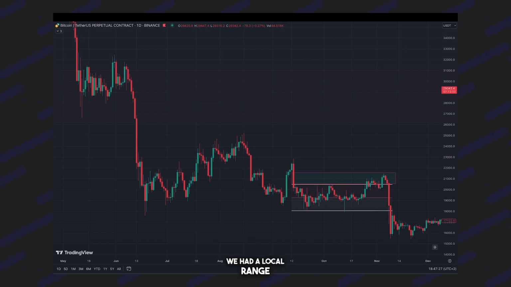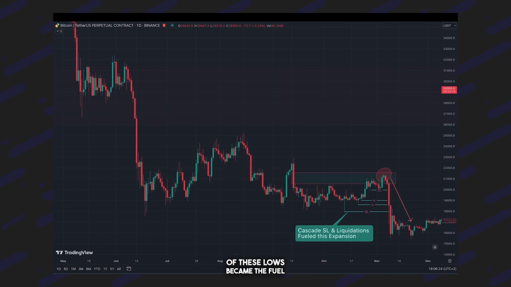After that we had a local range where at the top and the bottom rest tons of liquidity. Then we see another manipulation where the liquidity of these equal highs was taken. This imbalance was almost completely fulfilled. Again, we see the price reversing in the imbalance zone and then a sharp downtrend expansion. The stop losses that rested behind each of these lows became the fuel for such a rapid fall.